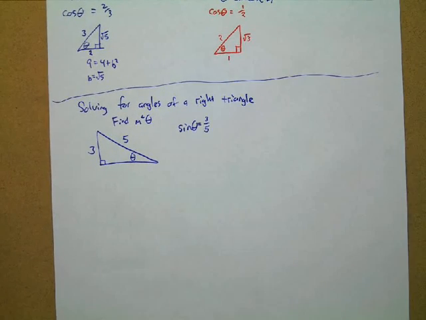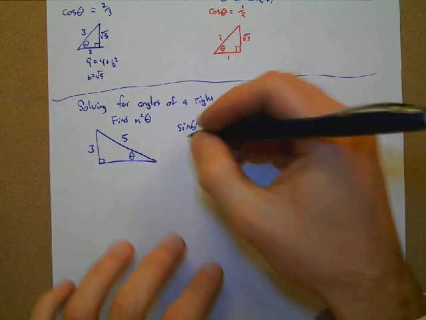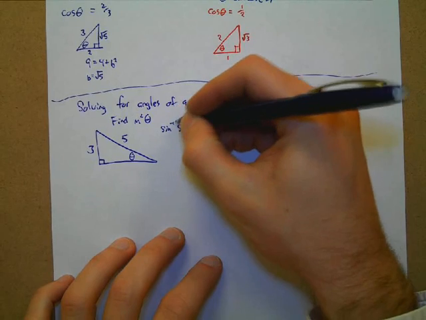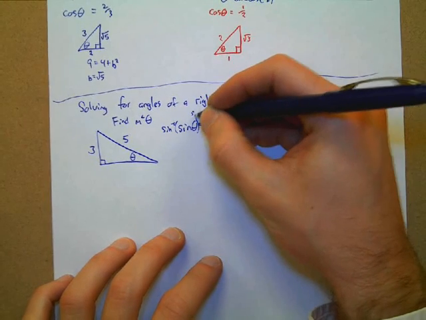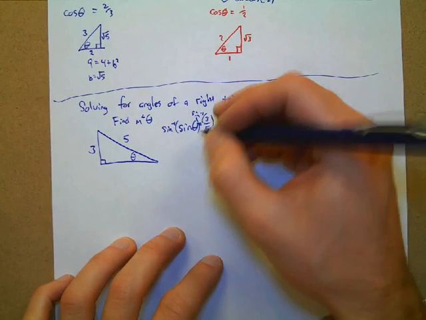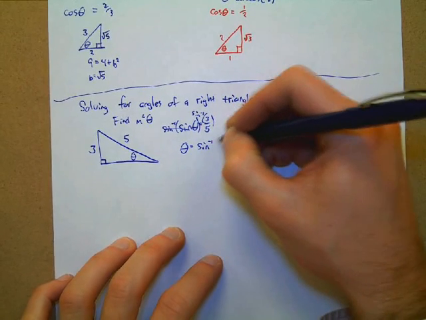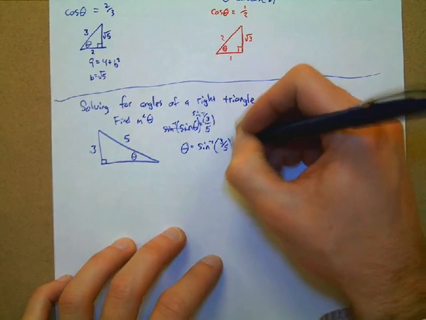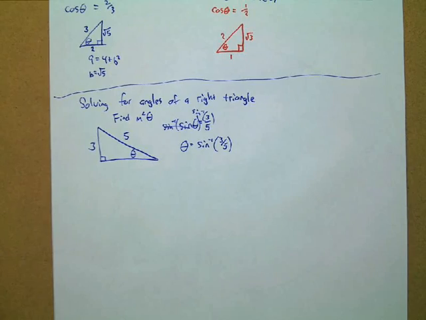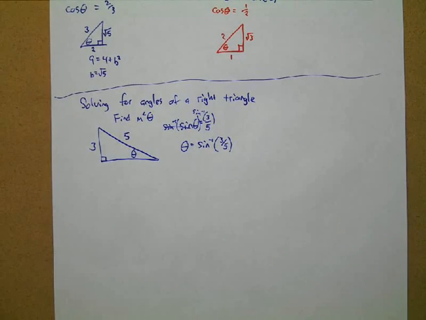Type it into your calculator. Sine inverse of 3/5, I get 0.644, rounded. So theta is approximately 0.644. Of course, that's in what measure? Radians. So if I change my calculator to degrees, and I type that same ratio in, I can now say that's about 36.870, it looks like.